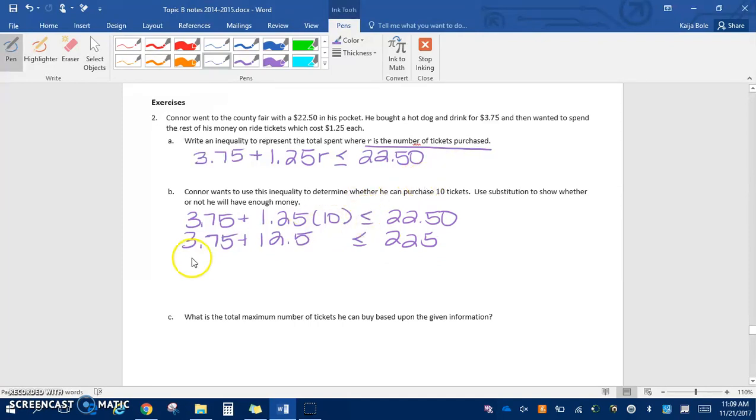Alright. And then if we combine these like terms, we would get $16.25, which indeed is less than $22.50. So we could say that yes, he will have enough.